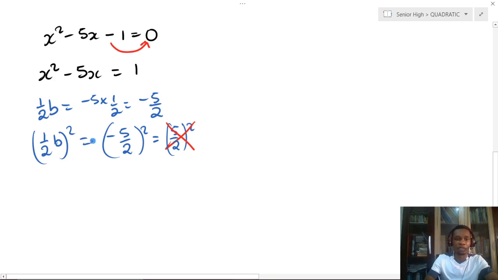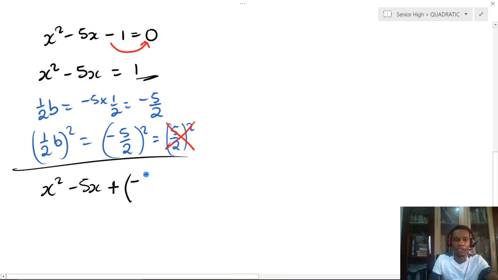Okay, now let's continue. So continuing from our equation here, remember, add this value you've gotten to both sides of this equation. So that will be x squared minus 5x plus, brackets, minus 5 over 2, squared. I had to use plus because we're adding it. Square is equal to 1 plus bracket minus 5 over 2 squared, right?